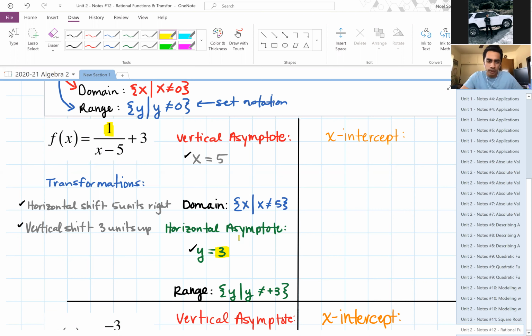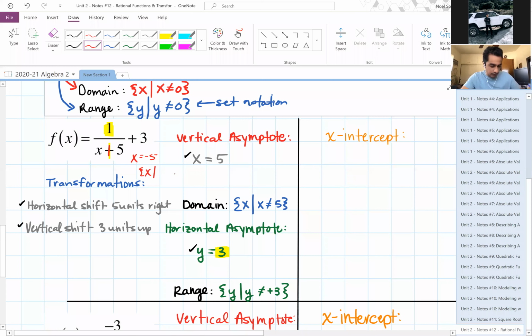If it was plus 5, what would the domain be? Well, if you would have had x plus 5 instead, then that means the vertical asymptote would have been x equals negative 5. So that means that the domain could not be, x could not be negative 5.